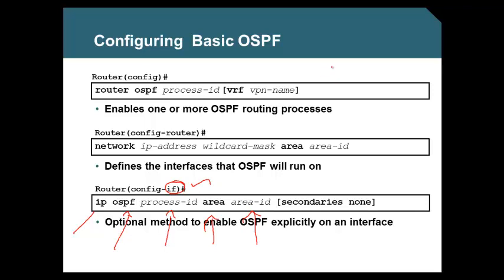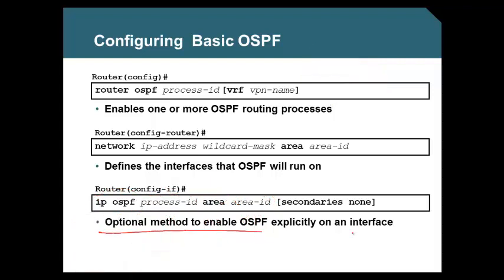So you say ip ospf 1 area, and the area to which you want to put this interface. See, you may have a router which is an ABR, where one port is in area 0, another port in area 1. So you will go to this port and say ip ospf process ID 1 area 0, whereas on the other interface you will say area 1 here.